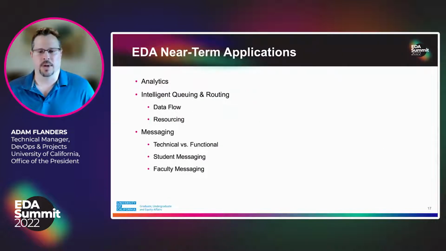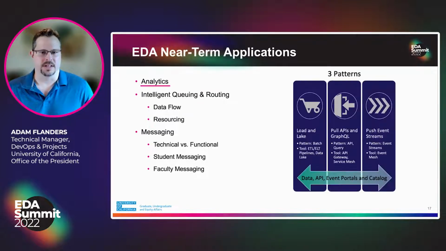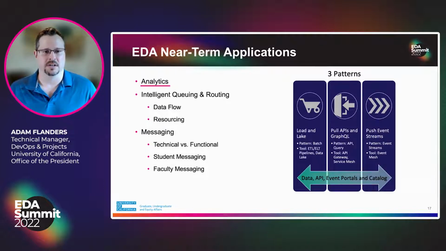So there are some near-term applications at UC that they're looking at for further application of EDA, things like analytics, intelligent queuing and routing, and messaging as well. But because of time, I'm just going to focus more on the analytics piece and what that typically looks like and how we've addressed it.